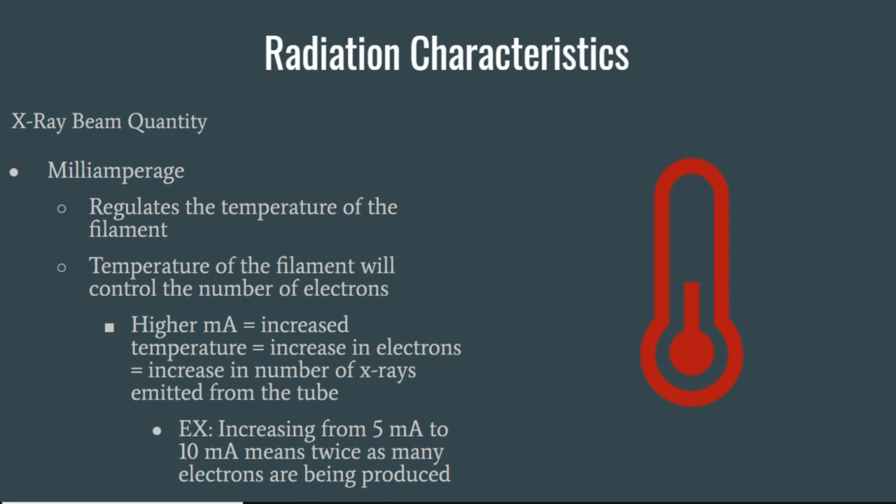So for example, if we increase from 5 MAs to 10 MAs, that means that twice as many electrons are going to be produced. So we'll have a higher quantity. As a side note here, the average dental radiology machine operates from 7 MAs to 15 MAs.